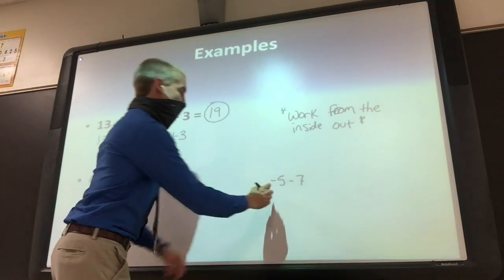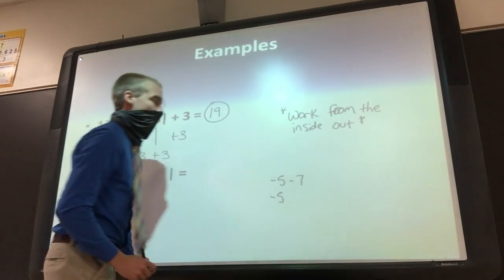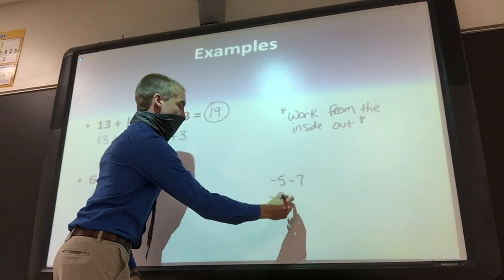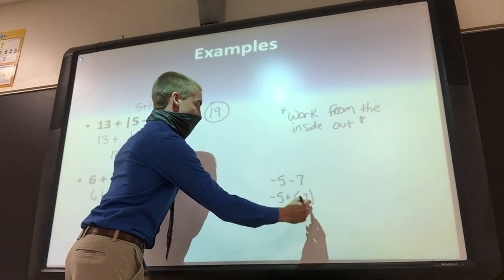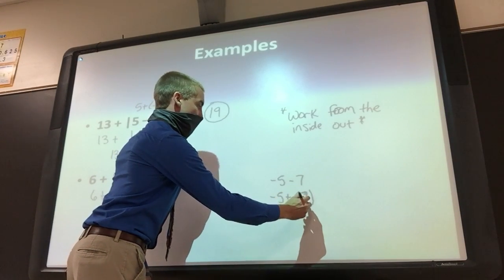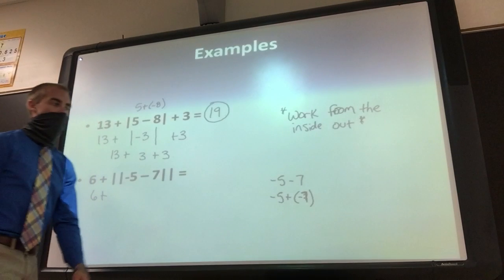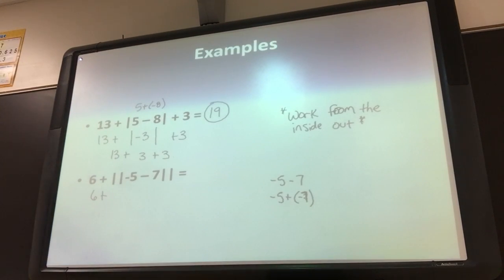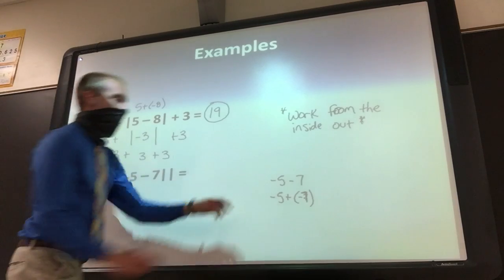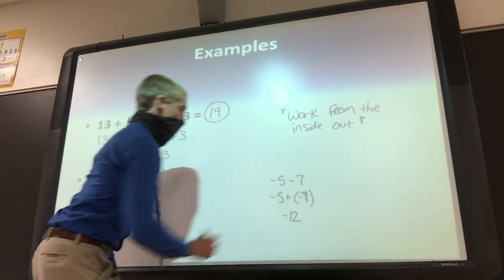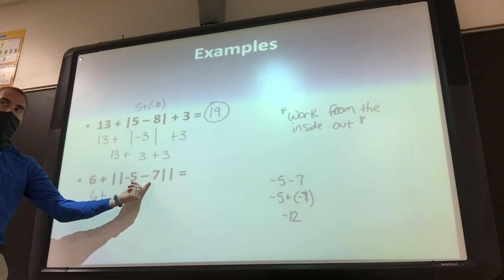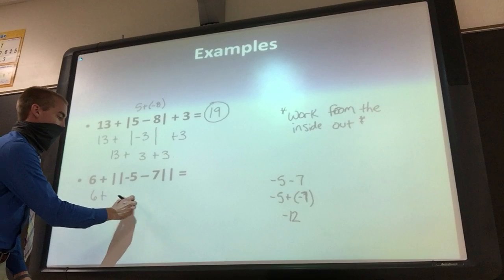Remember, negative 5 doesn't change. We're going to change subtraction to addition. Change the 7 to negative 7. So negative 5 plus negative 7. And what is that going to be? Negative 5 plus negative 7 would give us negative 12. So, negative 12 can replace the negative 5 minus 7.